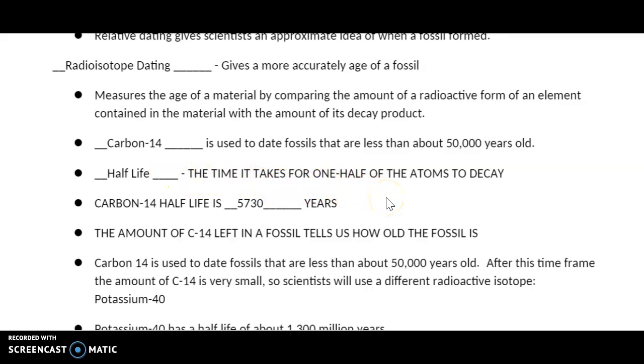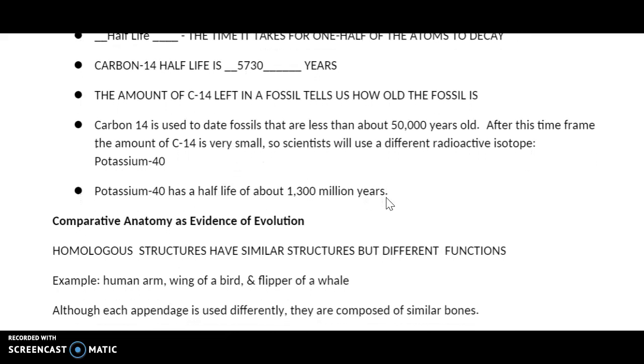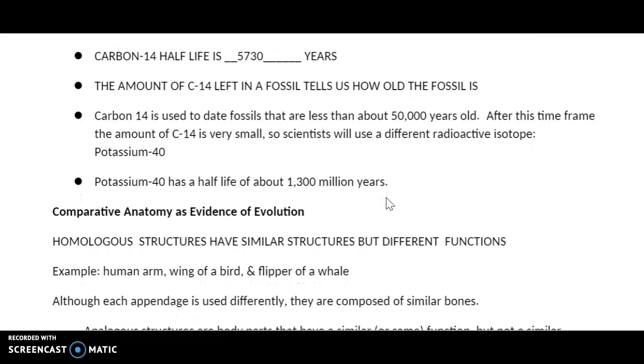So the half-life is the time it takes for half of those atoms to decay. Carbon-14 half-life is about 5,730 years. Okay, that's kind of a big gap there to be supposedly accurately aging things, but carbon-14 radioactive dating is used for that. The amount of carbon-14 left in a fossil tells approximately how old that fossil is. Carbon-14 is used to date fossils that are less than 50,000 years old. After that time frame, the amount of carbon-14 is so small that it cannot really be measured accurately.